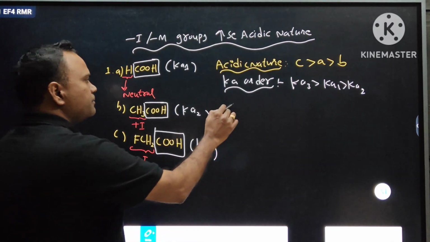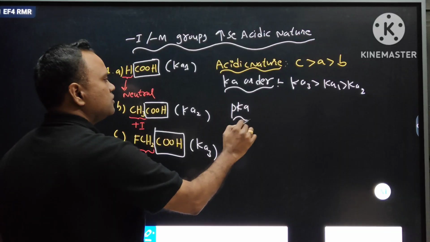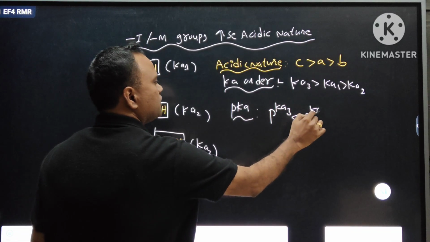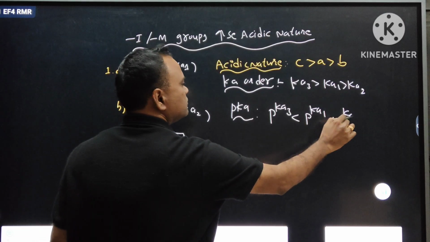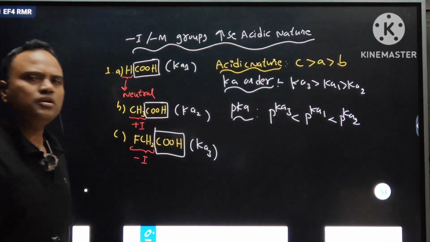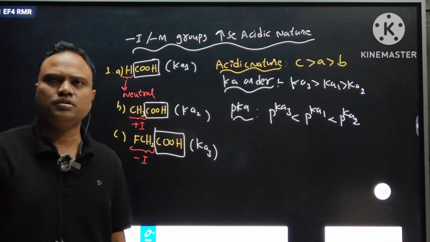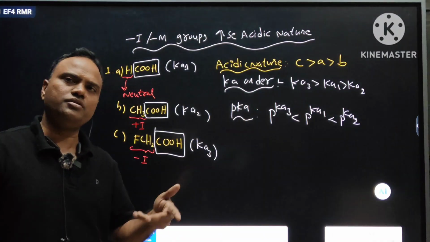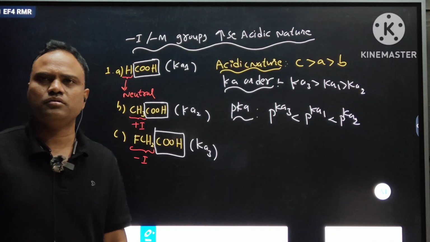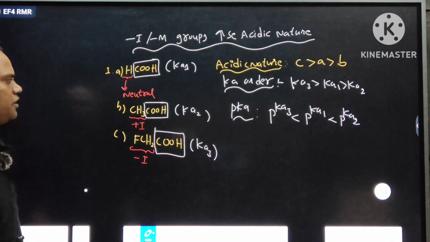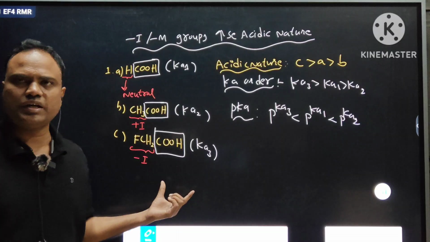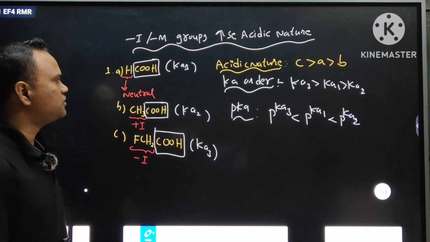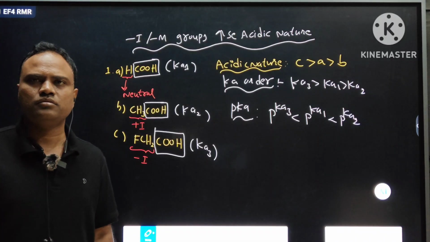What about pKa? pKa order is reverse, right? Can I write the pKa order like this? pKa3 is less than pKa1, which is less than pKa2. Just reverse the Ka order, then you will get the pKa order. If you get a pKa question, first write the Ka order, then reverse it. That will be the pKa order. Any doubt in this question? Shall I clear this first question? Okay.